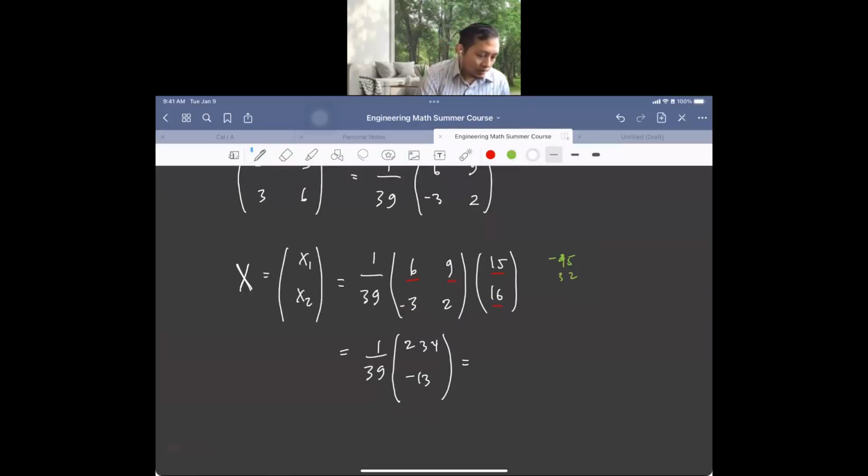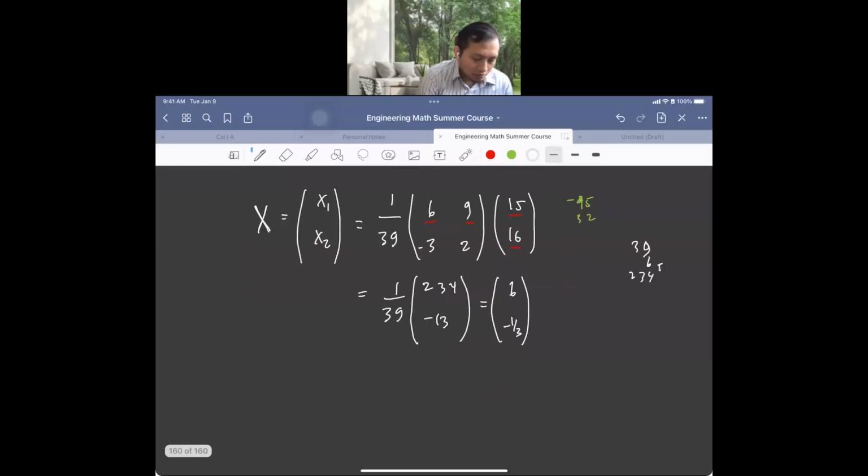And then multiply with 1 over 39. 39, maybe 39 and 6, right? Same. So 6 and 3. Or this is 1 over 3. So we get that x1 is 6, x2 is negative 1 over 3. So we can find the solutions, okay? And same thing if you have a 3 by 3 matrix, okay? Suppose you are able to find the inverse.